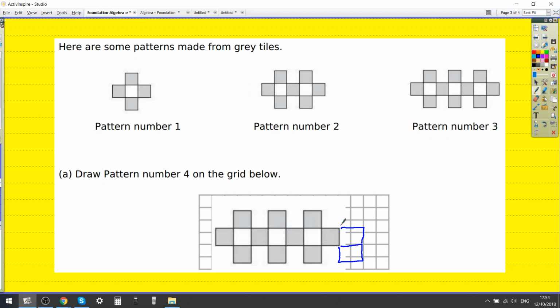Then you've got to draw one above that. And then one to the right of the middle square. And then you shade in every square but the middle one. Okay. Okay, that's fine.